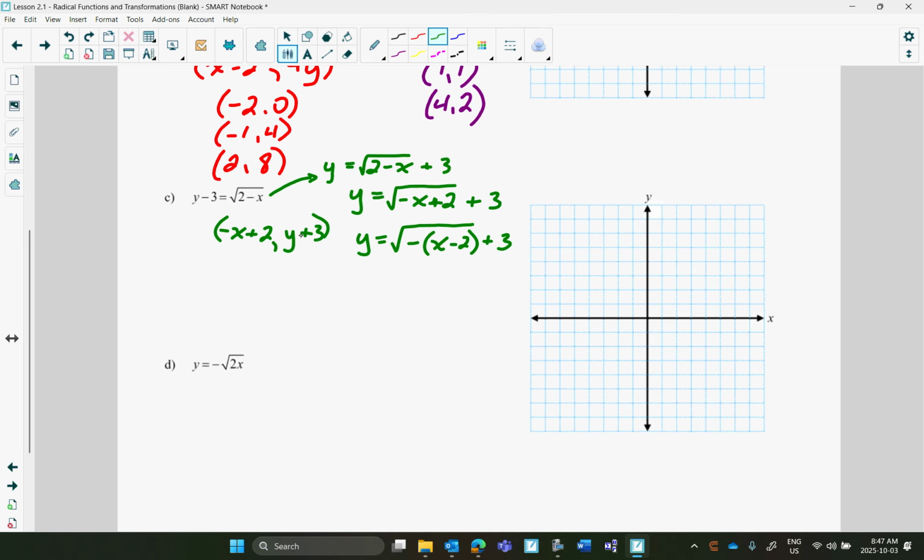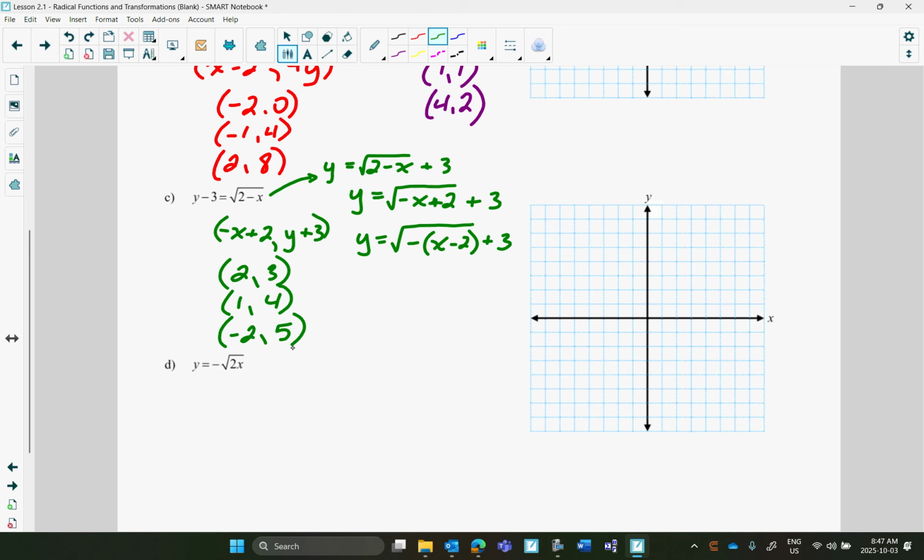So we take our 3 points from the original. Negative 0 plus 2 is 2. 0 plus 3 is 3. Negative 1 plus 2 is 1. 1 plus 3 is 4. Negative 4 plus 2 is negative 2. And 2 plus 3 is 5.